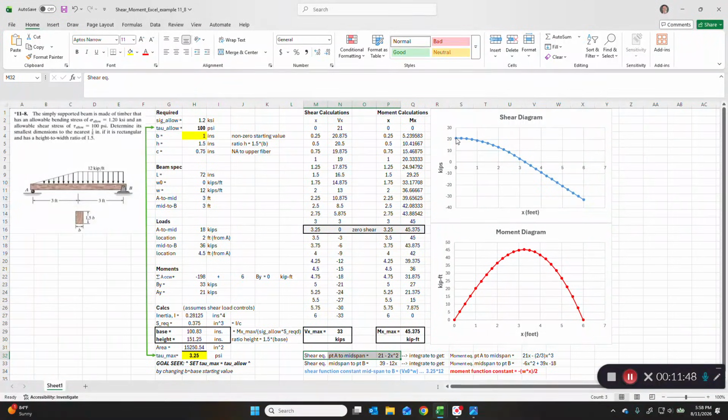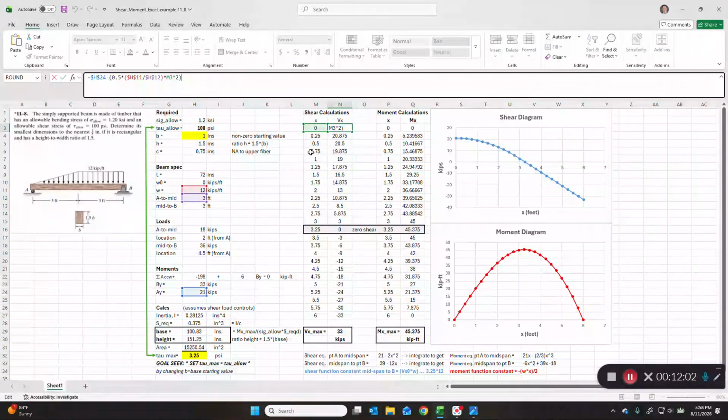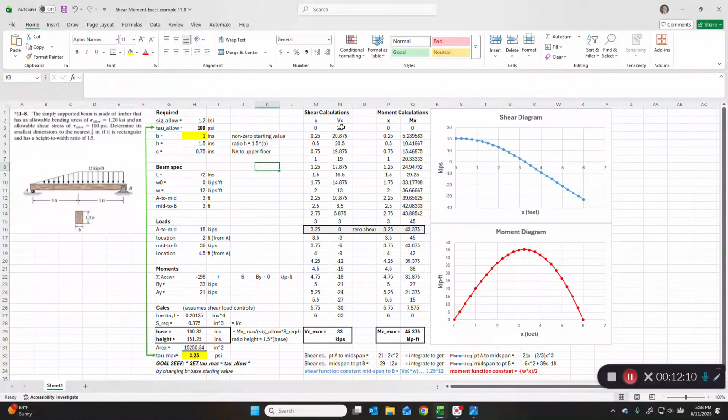And you can see that here from the point A to where we have the 0 crossing. Now the 0 crossing was where we have 0 shear. So if we didn't know where that was, I'm just setting up the equation here, 21 minus 2x squared, okay? And this is the 1/2 12 over 3 times x squared. So that's what this equation is here. We only need to do it once, right? So we can just do it once here and then copy it down.